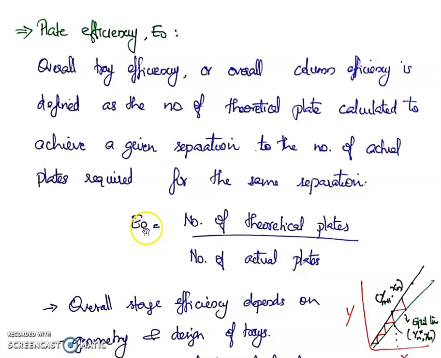So we defined efficiency E0, the overall efficiency, equal to the ratio of the number of theoretical plates required to the number of actual plates required. If efficiency equals 1, the number of theoretical plates is equal to the number of actual plates. So overall efficiency is the ratio of the number of theoretical plates required to the number of actual plates.